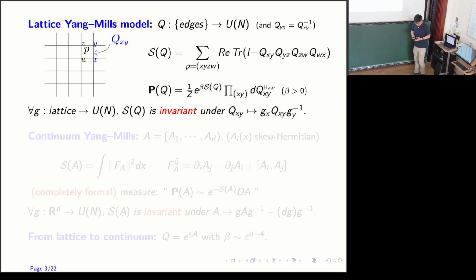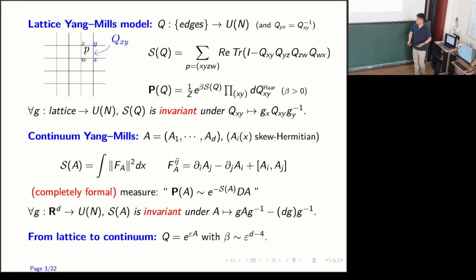Of course, the Yang-Mills model was first defined by Yang and Mills in the continuum, and the lattice model was defined later. The lattice model was defined to discretize the continuum Yang-Mills model so that it preserves the gauge symmetry. But the continuum Yang-Mills model was defined first, and the field here is a one-form, so it has d components. Its analog here is you have d directions of the edges. And each component A_i is a function taking value in the Lie algebra of that Lie group. If that Lie group is U(N), then the Lie algebra is the space of skew-Hermitian matrices.